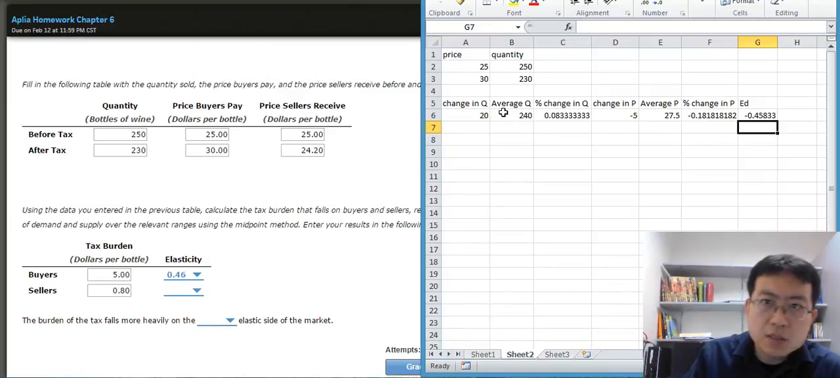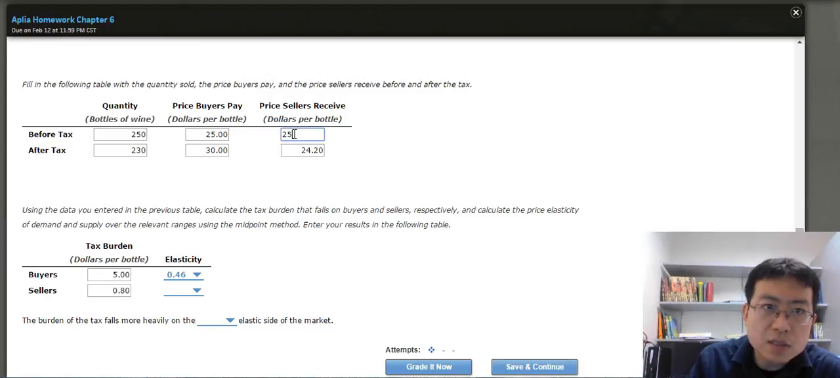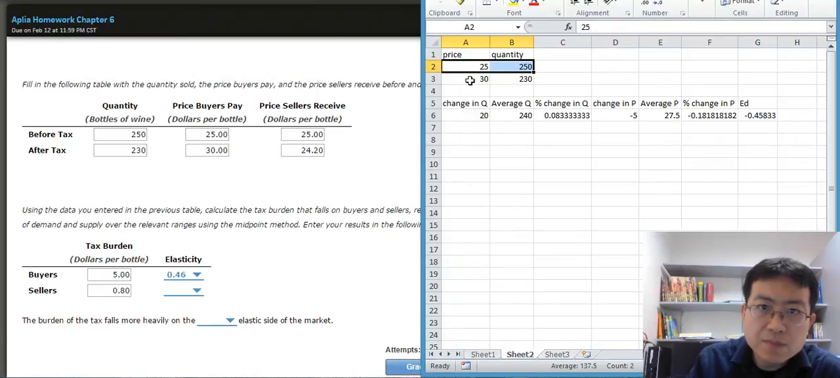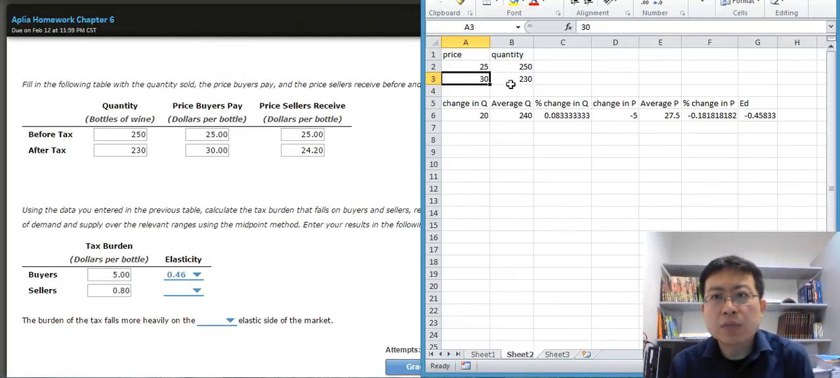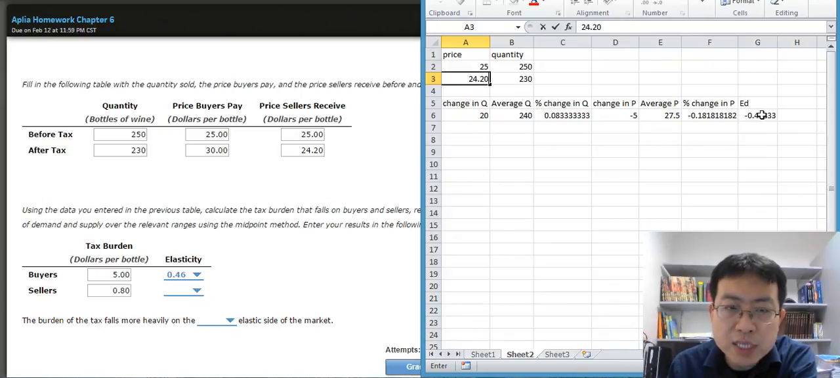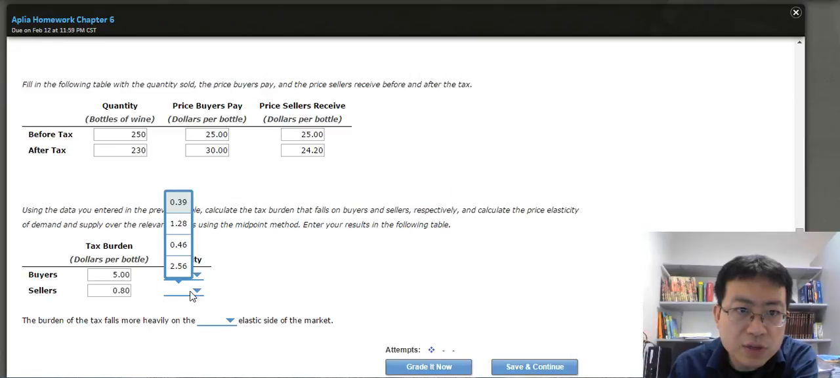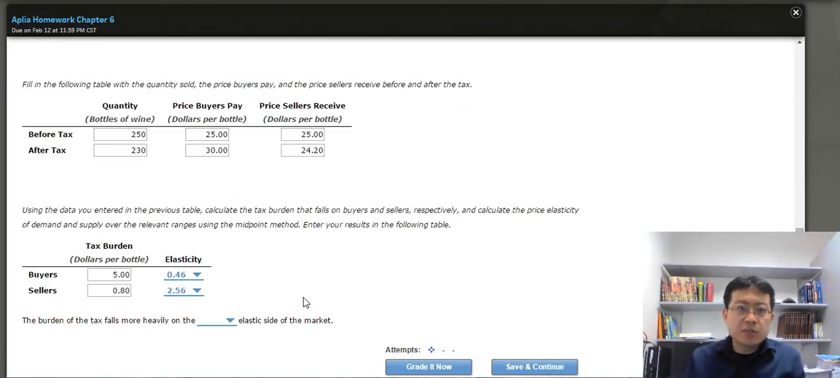So the input information. So when the price is $25 right here, price $25, sellers want to sell 250. So we do 25 to 50. And then next, when the price is 24.20, that's how much seller receive, the quantity become 230. So let's change it to 24.20. Now by press enter, I'm gonna change the information on this table, and then this elasticity will change automatically, okay? So press enter, now the elasticity become 2.56. So that's our elasticity, 2.56. Okay, that's the answer for this part.